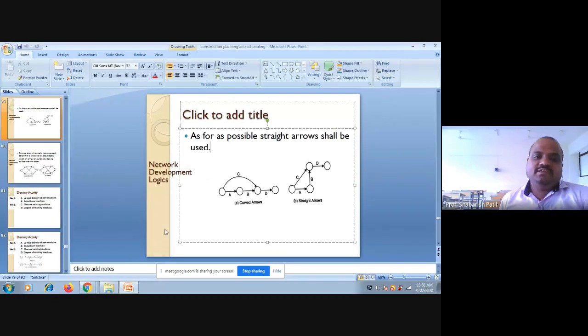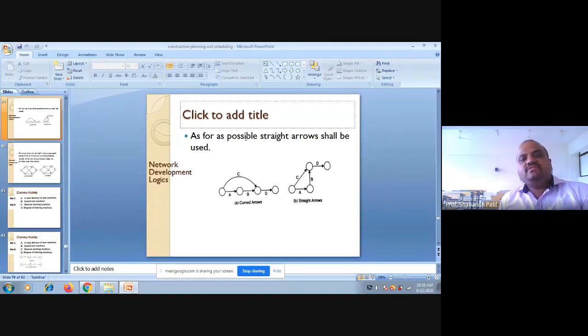Next, another thing to be understood while drawing this network diagram is, please try to remember this as far as possible: we should only use straight arrows. We should not use curved arrows. The representation of a network diagram in this way is wrong. Try to represent it in this way so that my network diagram is still meaningful. It gives you the same meaning.